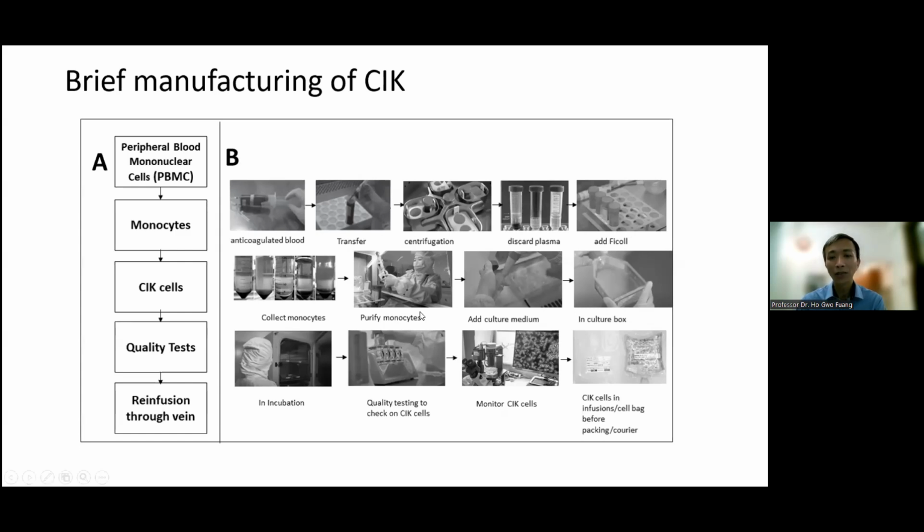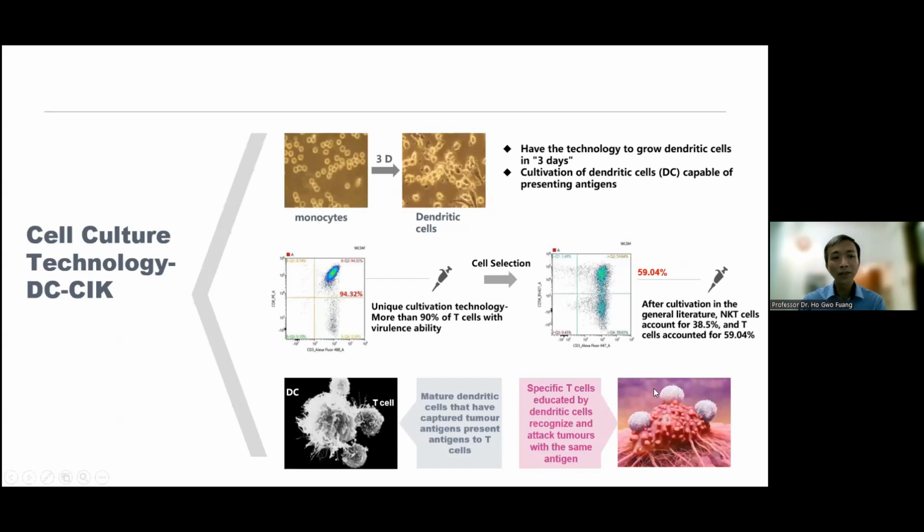You have to purify the monocytes, add culture medium, incubate in the culture box, and incubate against the antigens, and do quality tests on the CIK cells. So we look at the quality test and monitor the CIK cells for viability, and then that's the bag that we get and infuse back to the patients. So this is actually the trick here, which is how you mature the dendritic cells and the cytokine-induced killer cells. Dendritic cells apparently only take 3 days to mature. So it is a very fast process. So you can mature against different antigens.